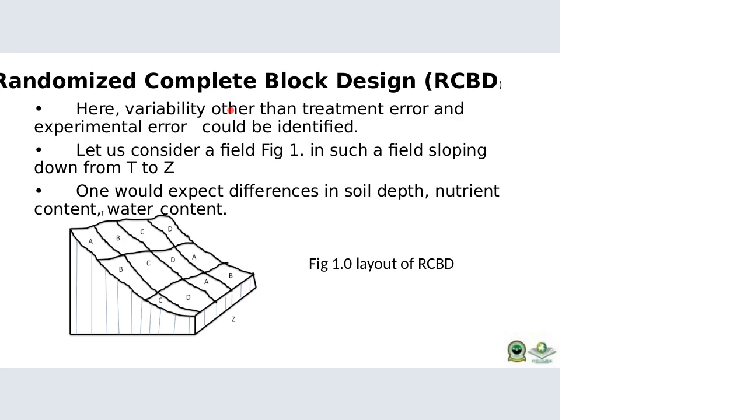Here it is like an advancement on the CRD, an advancement on the completely randomized design. This randomized complete block design is telling you that the variability we assumed to be homogeneous may not really be. Here, variability other than treatment and experimental error could be identified. Let us consider a field in this figure 1, in such a field sloping down from T to Z.